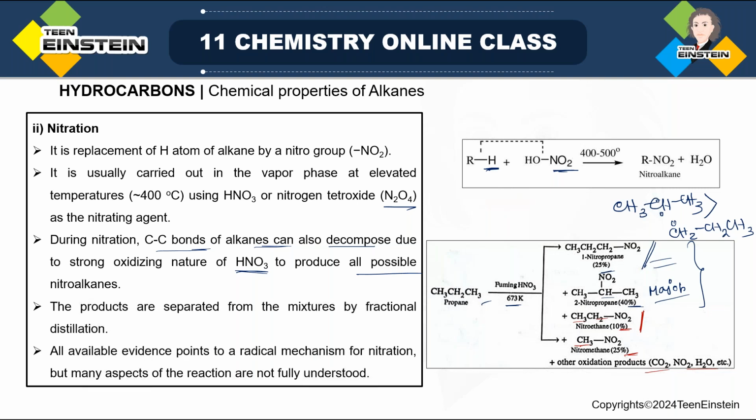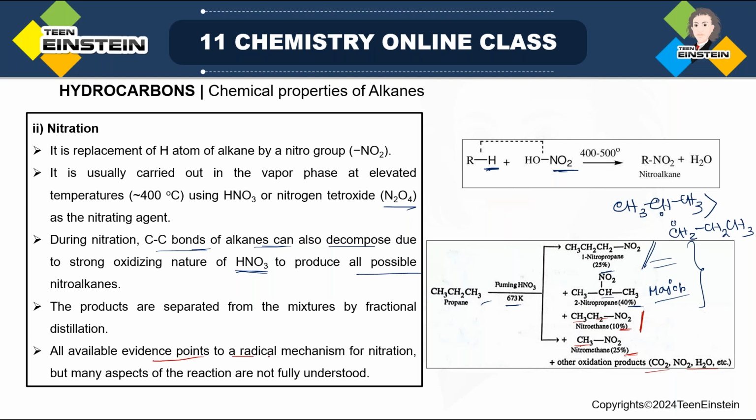The products from the mixture we can separate by fractional distillation, which we have already learned in the previous unit. Fractional distillation is the better method when you have a mixture of many liquids having boiling points very close to each other.